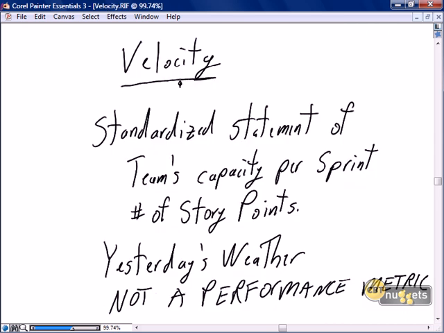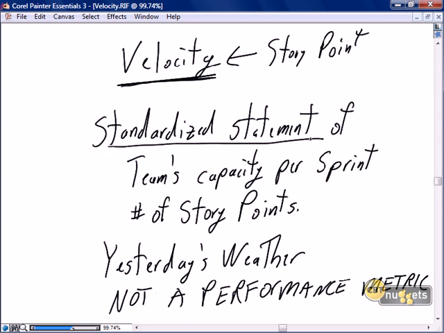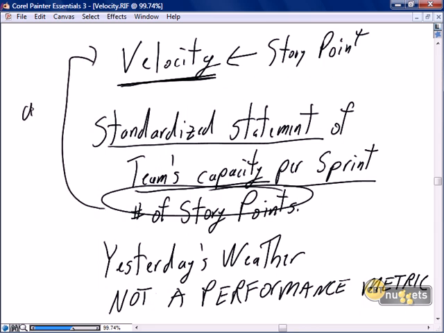And as previously discussed in a previous nugget, the reason we do story points is so that we can determine our team's velocity. And what is velocity? It's the standardized statement of the team's capacity per sprint, i.e. the number of story points that the team can do in an average sprint. And the key to velocity is it has to be developed over time.